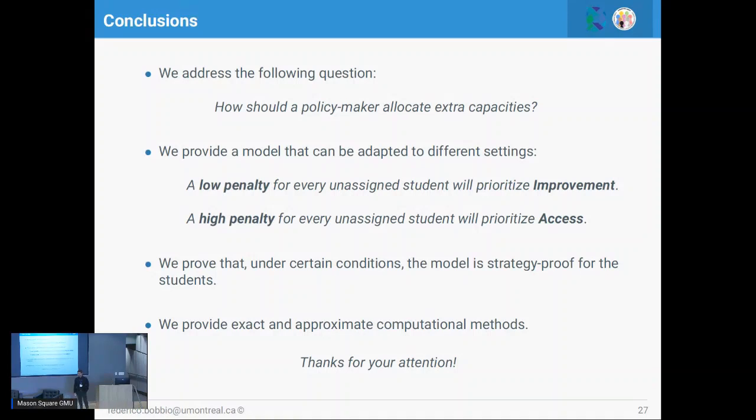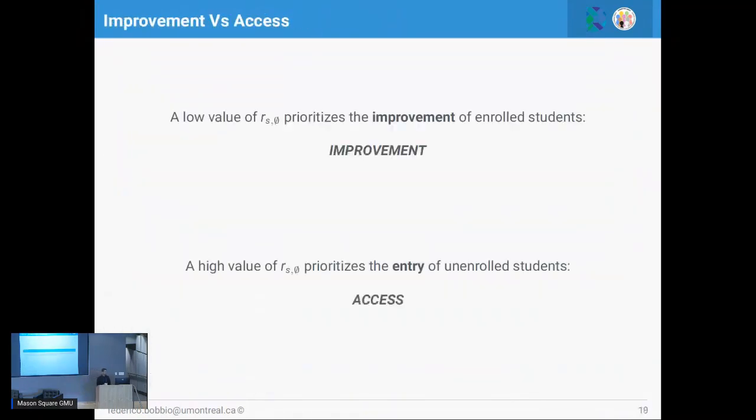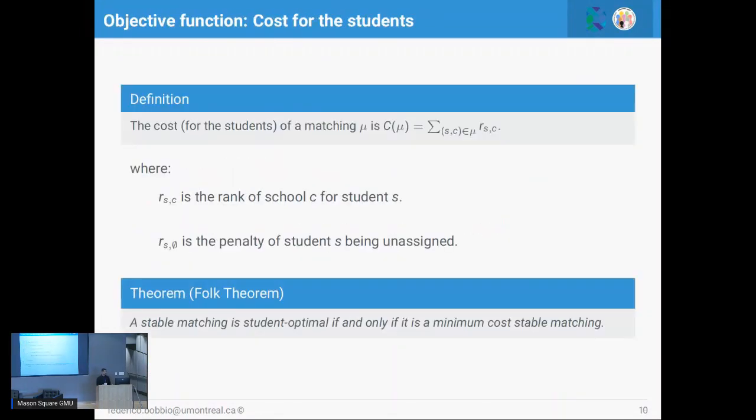Thanks a lot for the great talk. I had a question about the Folk theorem, the one you mentioned. Let's say that the cost is very high to being unassigned. Then you may be interested in finding a stable matching that assigns as many applicants as possible if the cost of unassigned is too high. And you say that you can just look at the student optimal one because it would do better.